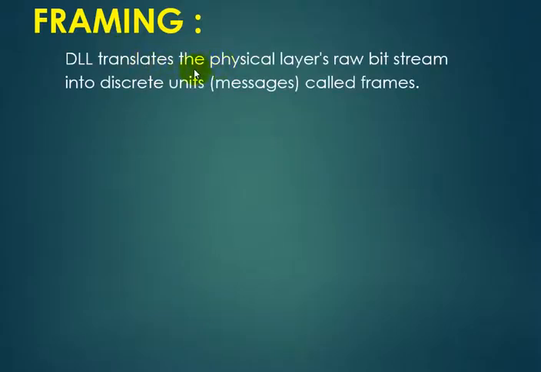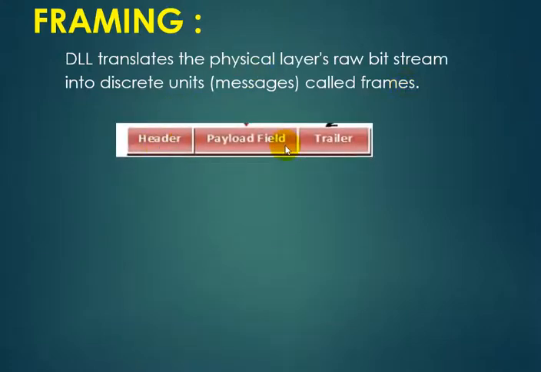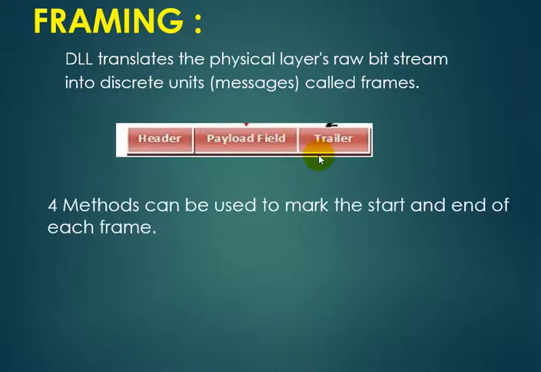Next design issue is framing. There are four methods that can be used to mark the start and end of each frame. The data link layer translates the physical layer's raw bit stream into discrete units called frames. So whatever packets you receive in the network layer, that packet is divided into frames. Each frame consists of header, payload, and trailer. So this is a frame. To mark the start and end of each frame, we use four methods.